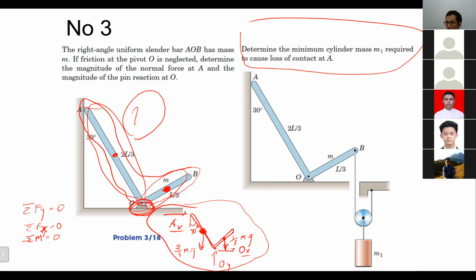Sir, does that mean there's no normal force at A? Who said this? Matthew. Yes, correct, Matthew. That's it, Azad. So, Azad, okay, this one: lost contact at A. The meaning of lost contact at A means there will be no contact at A. When there is no contact at A, what will be happening there, Azad?